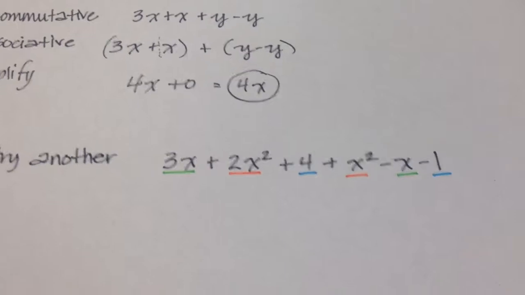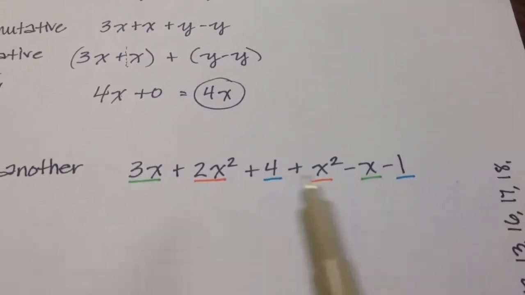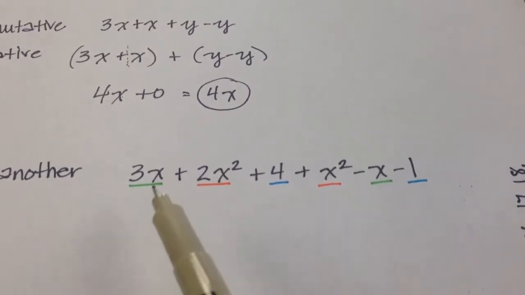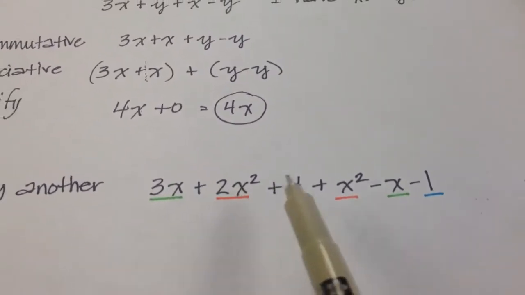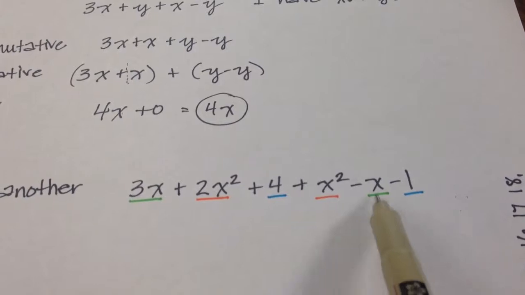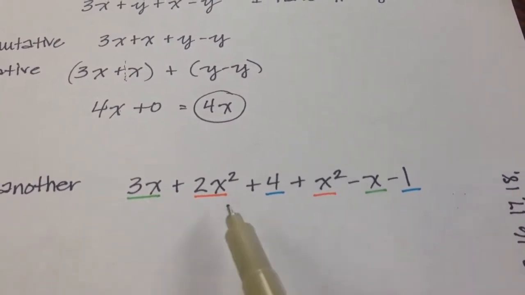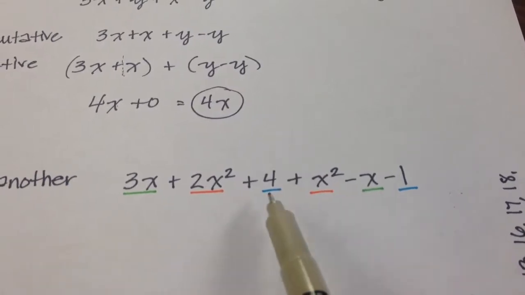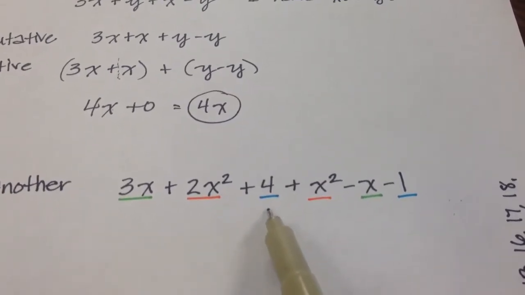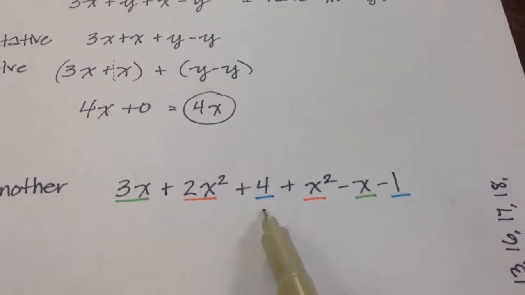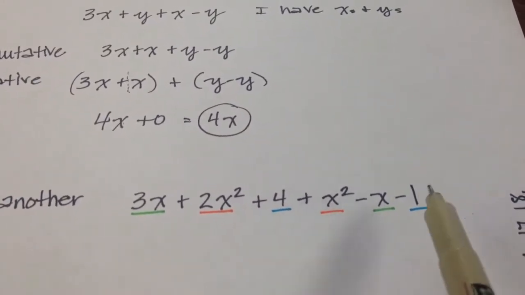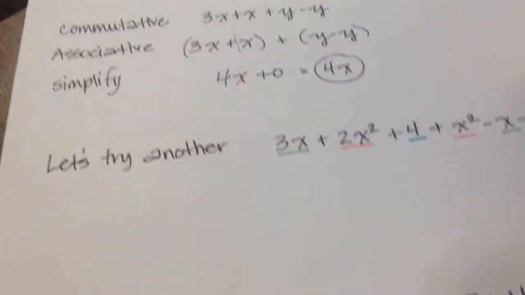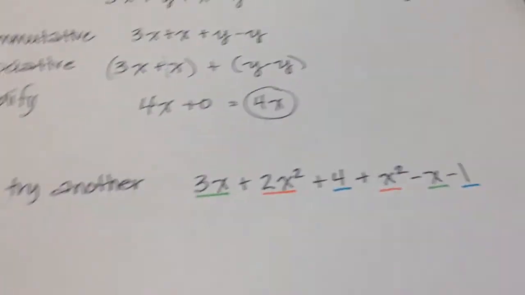Here I used my little highlighter pen, all right? So we have all these different terms. We're going to look for like terms. Well, I have just a plain old x here and a plain old x over here, so I underline those in green. And then look, I have an x squared here and x squared here, so I underline those in orange. And then I have a plain old constant term without any variable of 4 and a -1. So now let's use our commutative and throw these together.